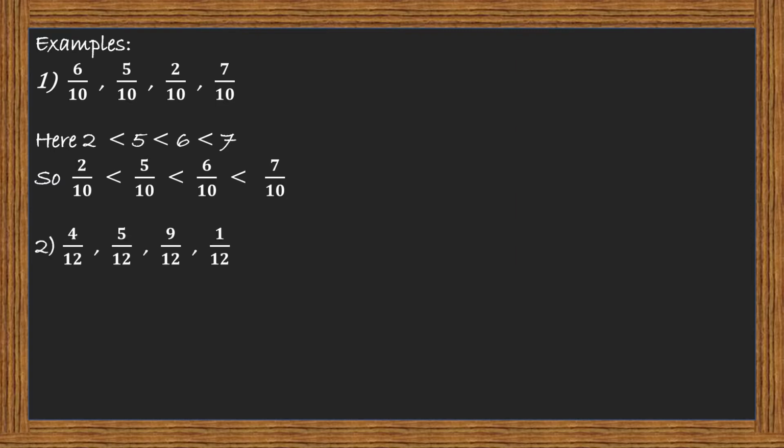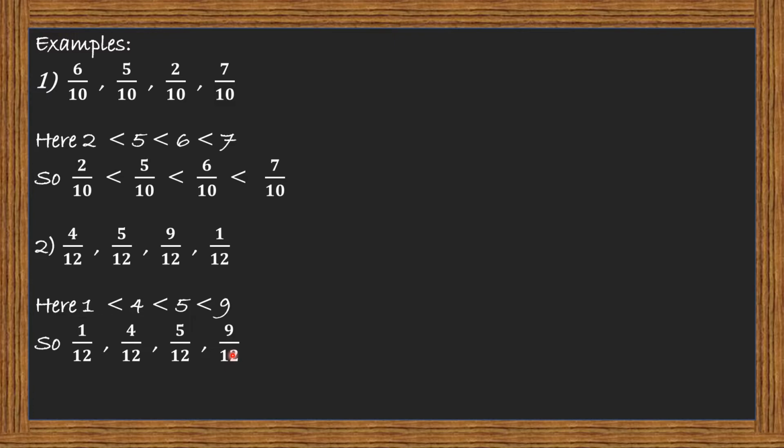The next example is 4 upon 12, 5 upon 12, 9 upon 12 and 1 upon 12. Again all the denominators are the same, hence we have to compare the numerators. So here 1 is less than 4 is less than 5 is less than 9. Which fraction will be the smallest? 1 upon 12. Then which will come? 4 upon 12. Then which will come? 5 upon 12 and then 9 upon 12.